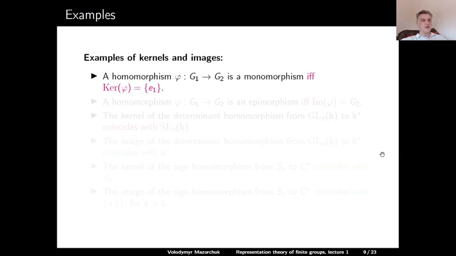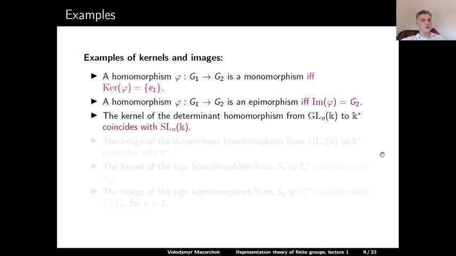A homomorphism phi from G1 to G2 is a monomorphism if and only if the kernel of phi is the identity element of G1. And a homomorphism phi from G1 to G2 is an epimorphism if and only if the image of phi is the whole group G2.